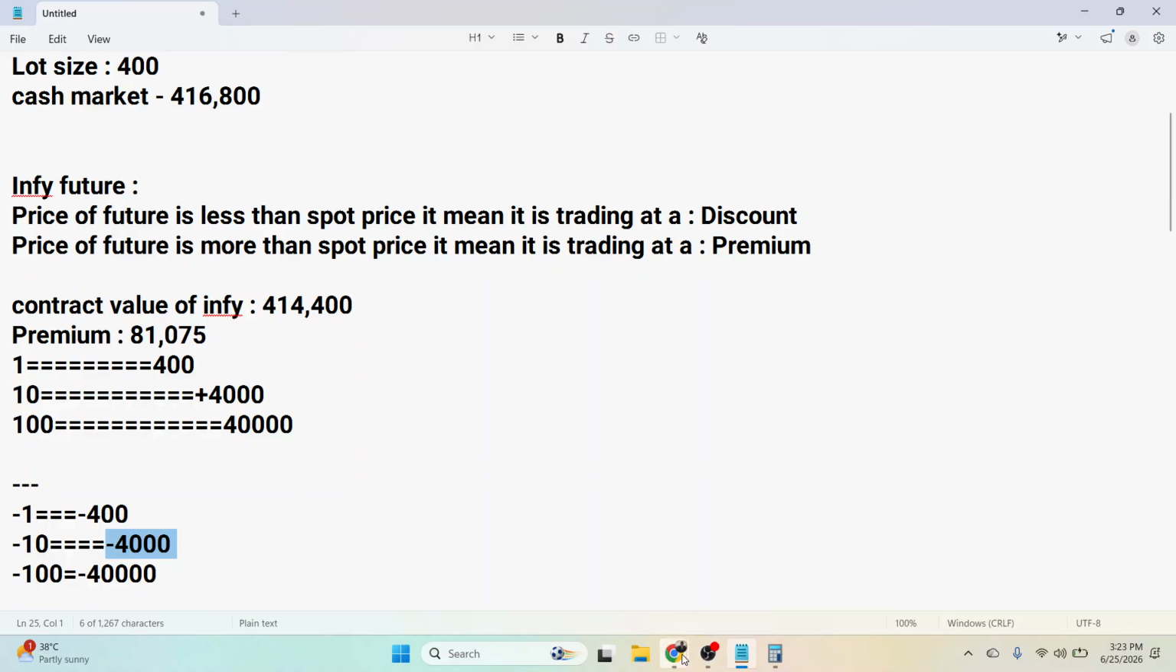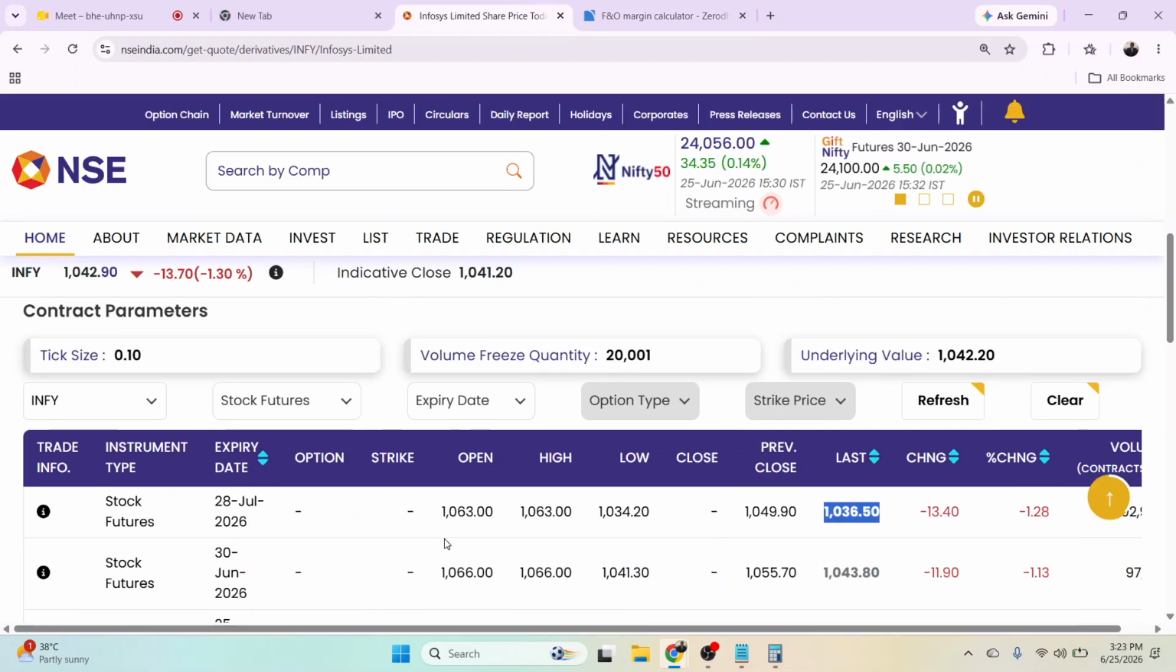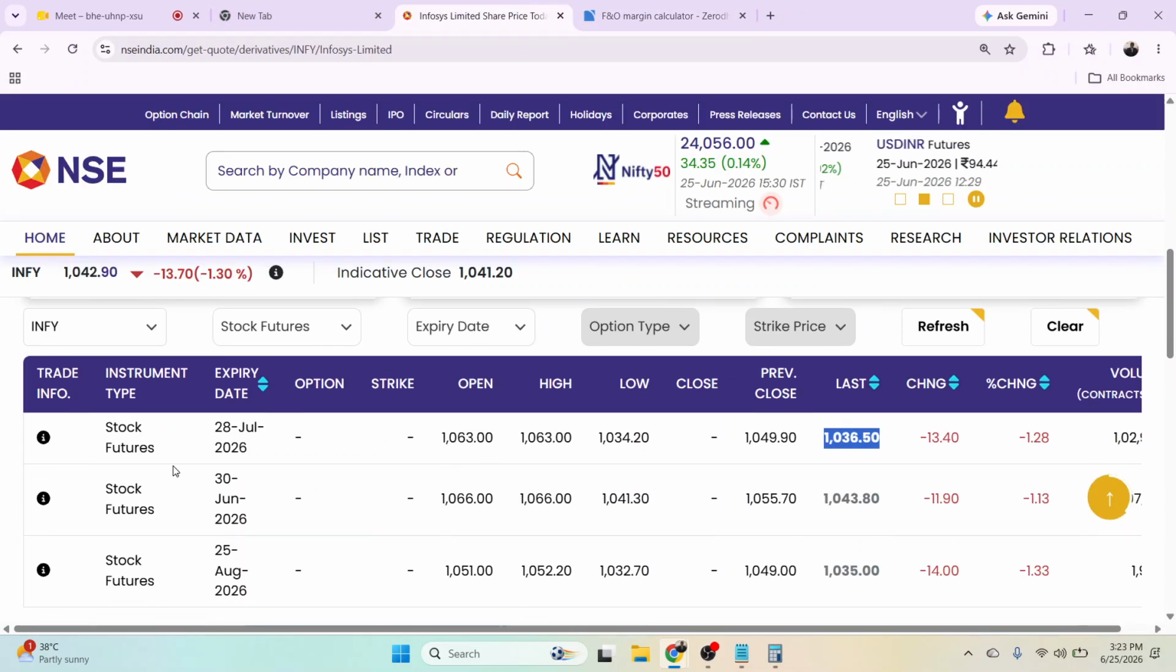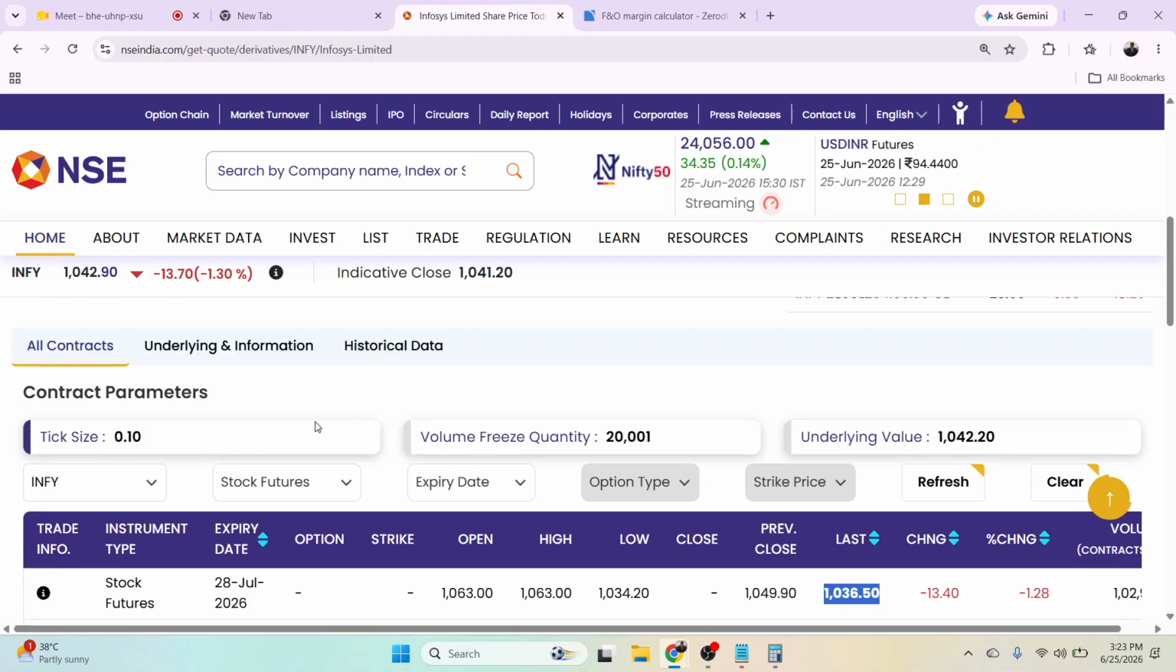Now you can see these are the different things available. In the second tab, this is the tick size. Tick size is known as the minimum movement in the price. So you can see like 1042.90, the next tick size would be 10 paisa. So it would be like 80 paisa, or it can be like 1043. So tick size is the minimum movement in the price.